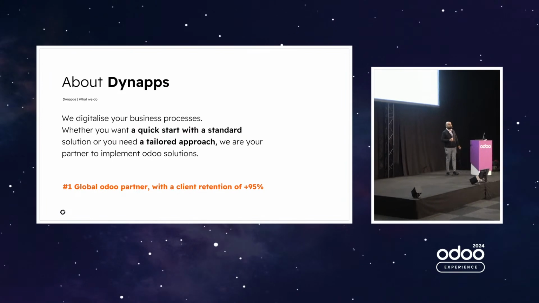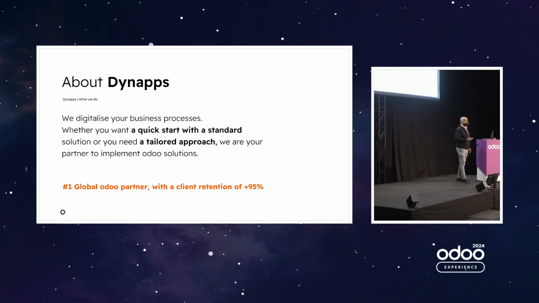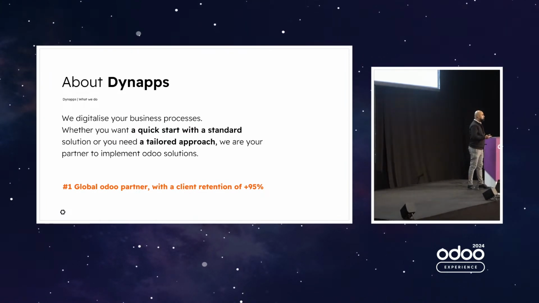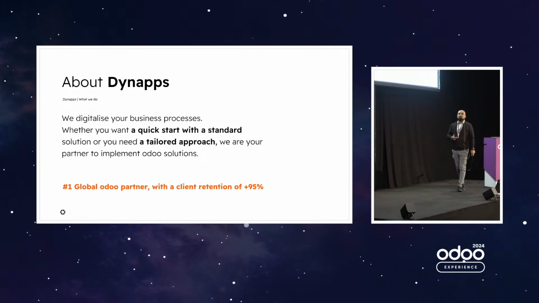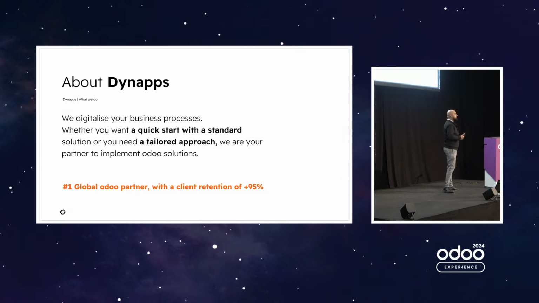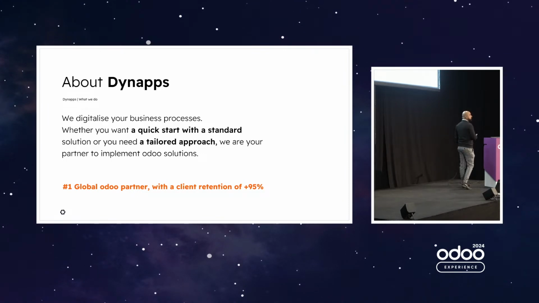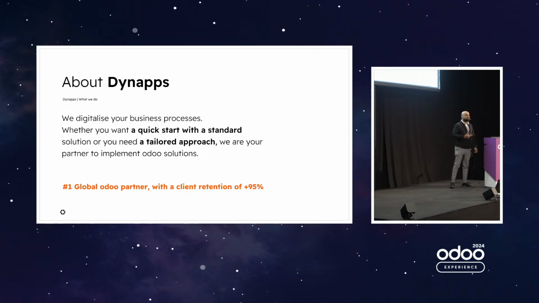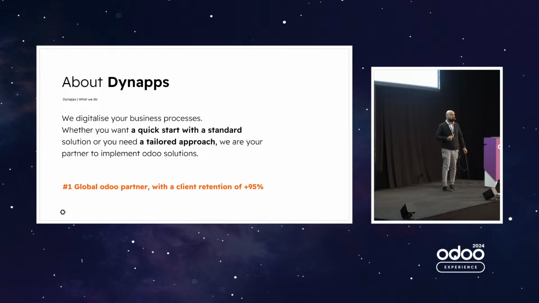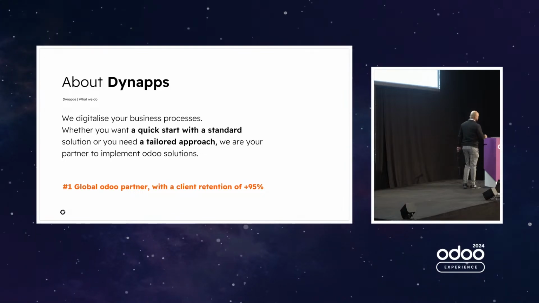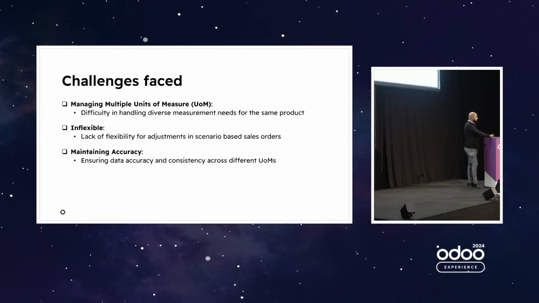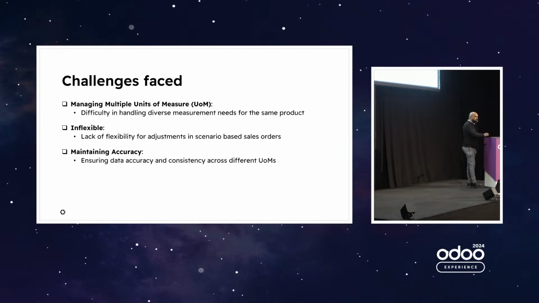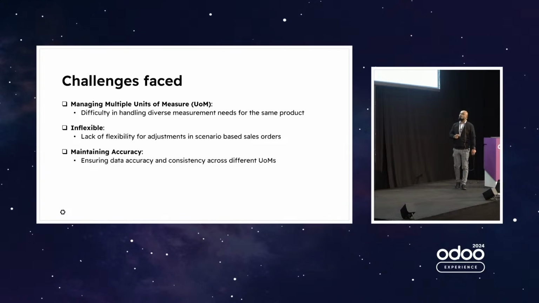A bit about Dynapps. So what do we do? We digitalize your business processes in Odoo. Whether it's a quick start with standard solutions, or if you need a tailored solution fit for your business processes, we do it all. And last but definitely not least, we're the global number one Odoo partner in the world these days, with a client retention of plus 95%.